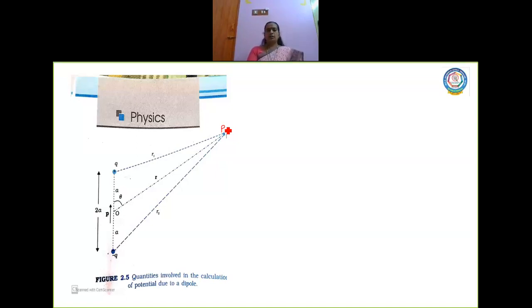Now I would like to write yesterday's formula, which is the electric potential due to a point charge. We arrived at the equation V is equal to Q by 4 pi epsilon naught R, because I am going to use this equation today. So this is very, very important. Whatever we learned yesterday has a continuation today.